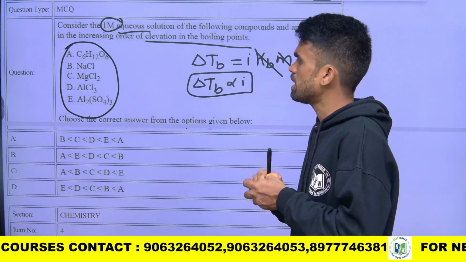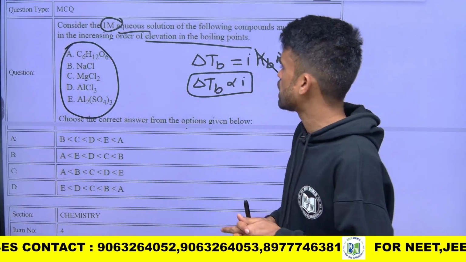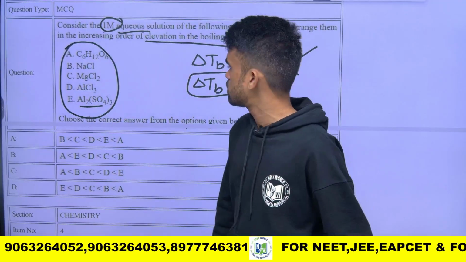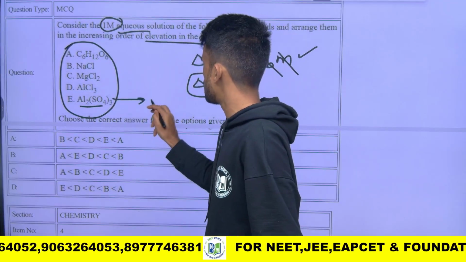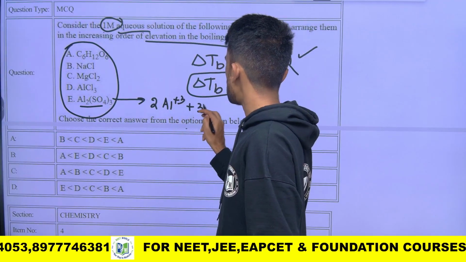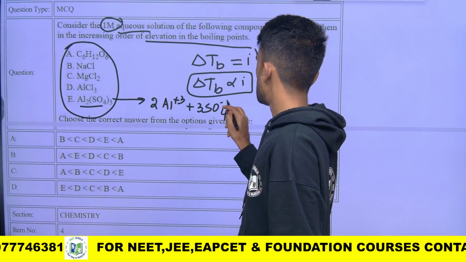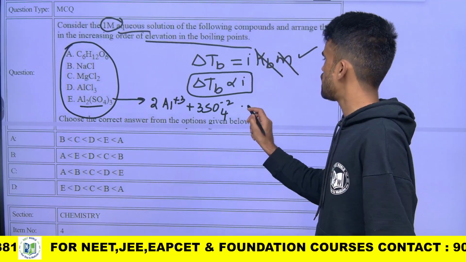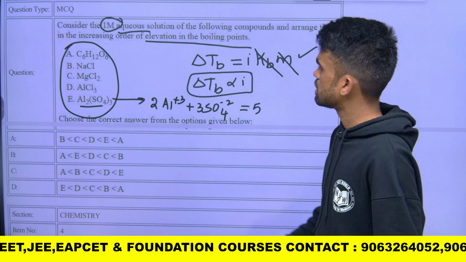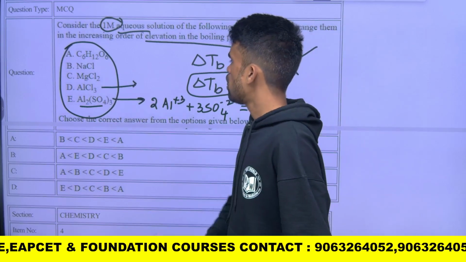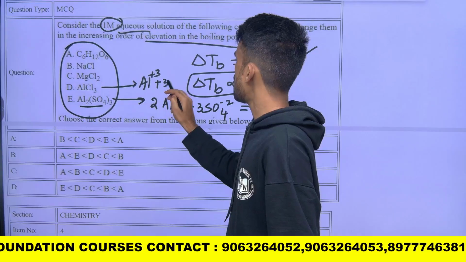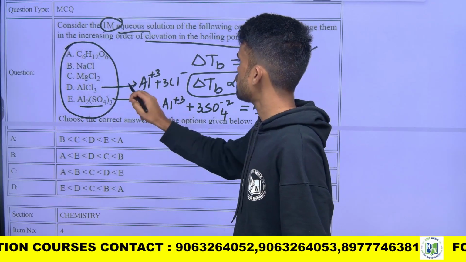So how can we say the i value for these given compounds? Now look here, this is an electrolyte, Al2(SO4)3. This will give 2 Al3+ ions and 3 sulfate ions. So the total number of ions is how many? 5 ions are there. So in option D, how many are there? One Al3+ ion and 3 Cl- ions, so the total ions are 4 here.